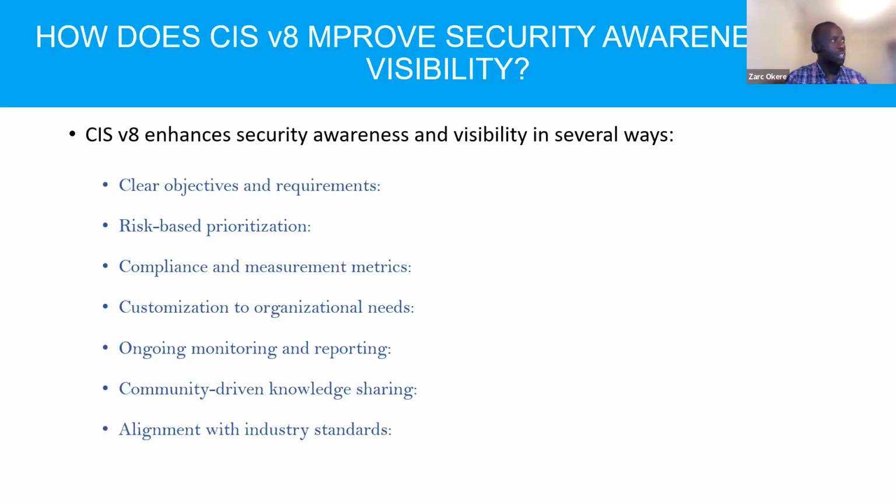As a parting shot, how does CIS improve security awareness? It improves security awareness and visibility by providing clear objectives and requirements where you prioritize controls based on risk, offering customizable options and enabling ongoing reporting, which fosters community-driven knowledge sharing and alignment with industry standards.